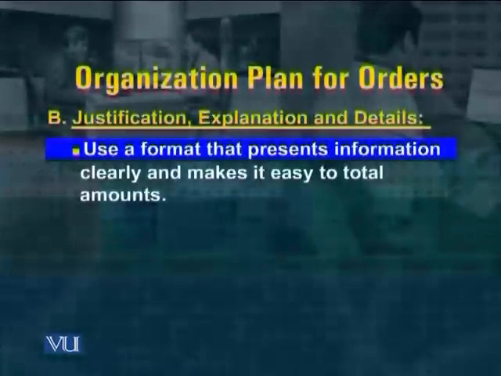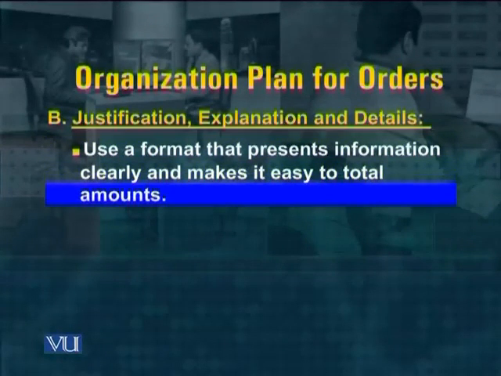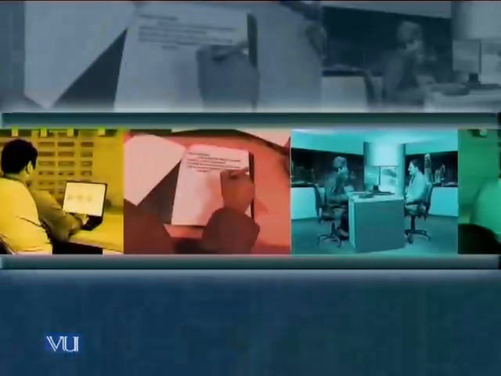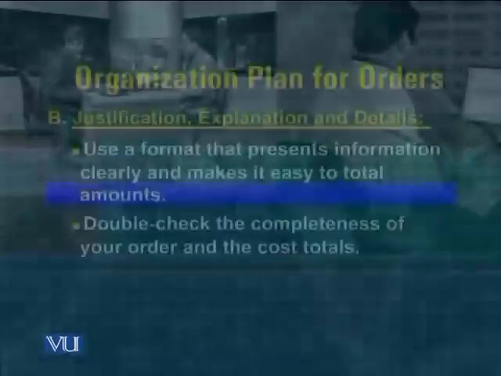Then comes: use a format that presents information clearly and makes it easy to total amounts. As I just said, it's better to use a tabular form in order letters, because that helps us give descriptions in their places. Using a tabular form enables you to give the specification and also enables your reader to understand what you want, including the description of the product as well as the amount of the product.